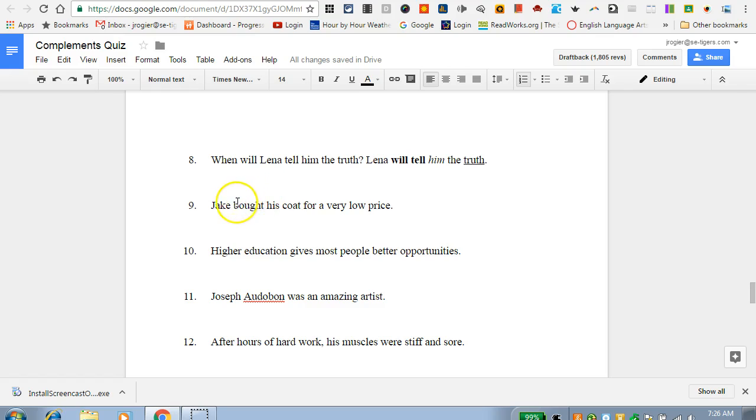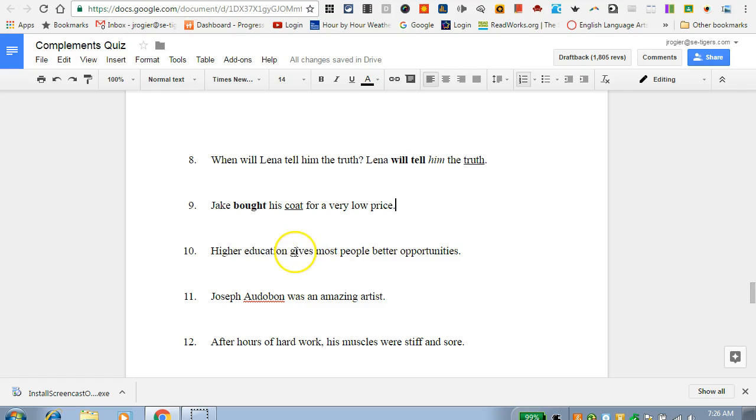Number 9, Jake bought his coat for a very low price. Jake bought. So bought is our verb. Whom or what did Jake buy? He bought coat. Now, a lot of people had his for an indirect object. That's not the case there because it was his coat. So his is working as a possessive of the coat, so it is not an indirect object. It's just coat that is the direct object.